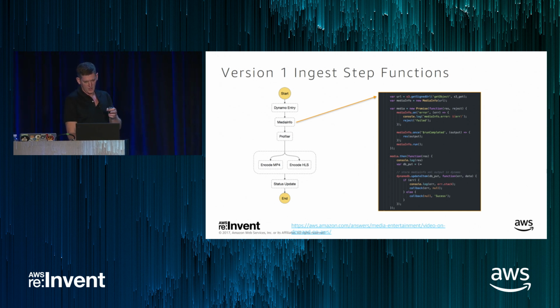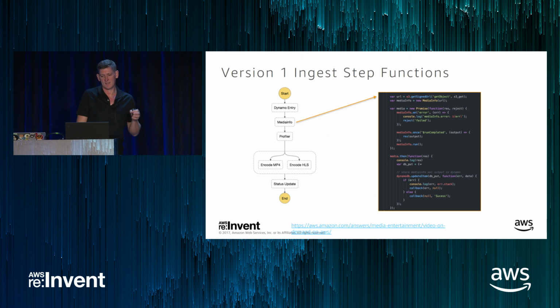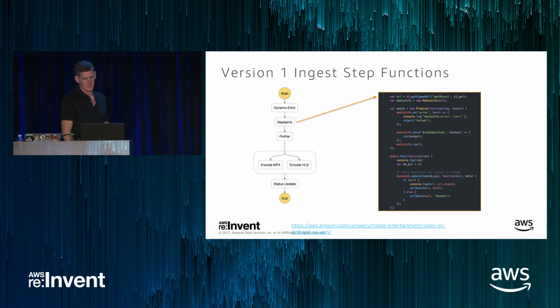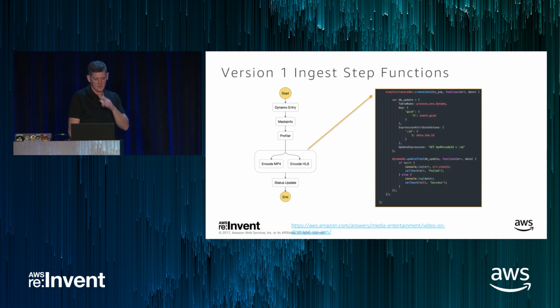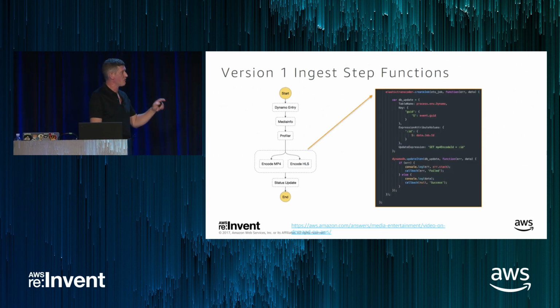If you look at this code here, what we're doing is we're creating a signed URL for the object in S3. We're running media info on it, so we're not having to download the file. We can just run it directly from S3, getting that metadata, and then calling Dynamo and writing out that information to our Dynamo table. Similarly with the encoding steps, we're creating that Elastic Transcoder job, getting the job ID back, and then writing out that information to Dynamo.